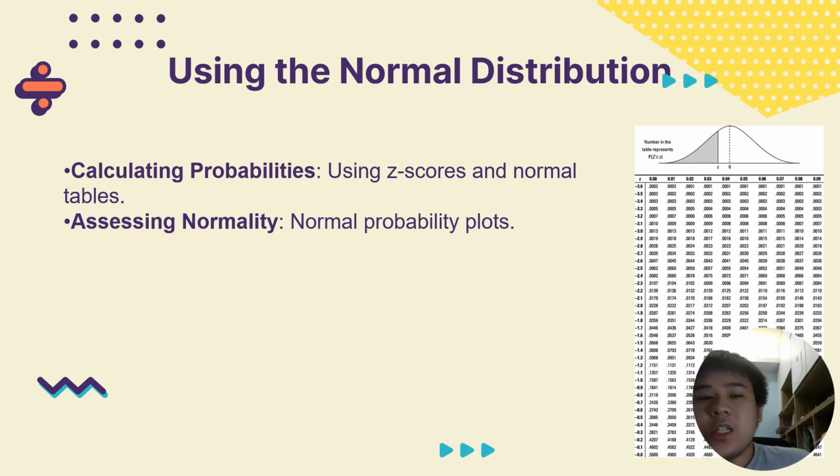Now, using the normal distribution, we'll be using z-scores and normal tables to find probabilities later on, and then assessing normality with normal probability plots. We need to make sure the data plots are normal probability plots, so they can make the perfect normal distribution shape, the perfect bell shape.